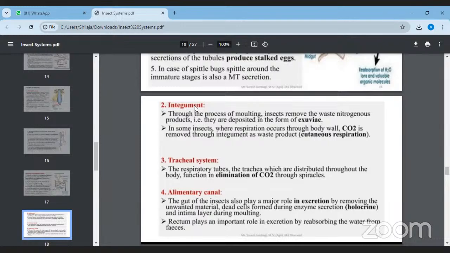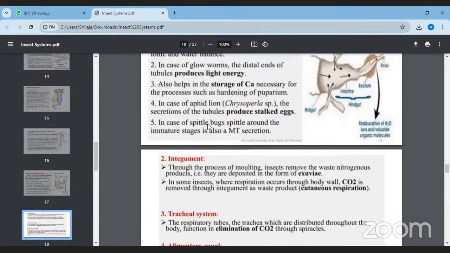Yes, ma'am. Hello, ma'am. Can you explain once again the functions of the Malpighian tubule? It's a little bit confusing.